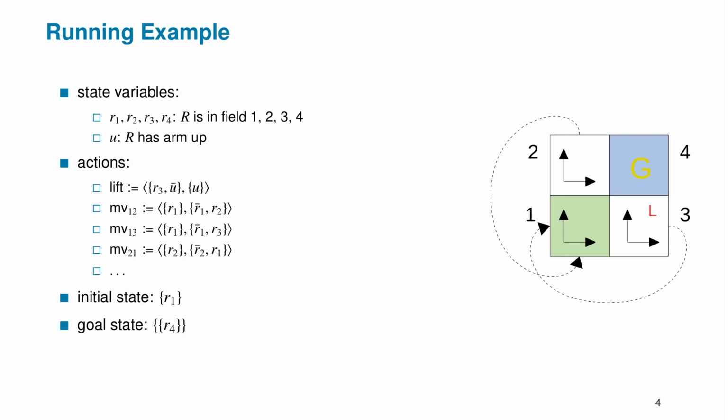Here I have an example. In our robot world, the robot can be in field 1, 2, 3, or 4. Therefore, we have 4 Boolean variables. If R1 is true, the robot is at position 1. If R2 is true, the robot is at position 2, and so on. And we have the Boolean variable U, which tells us that the robot has its arm up, if it's true.